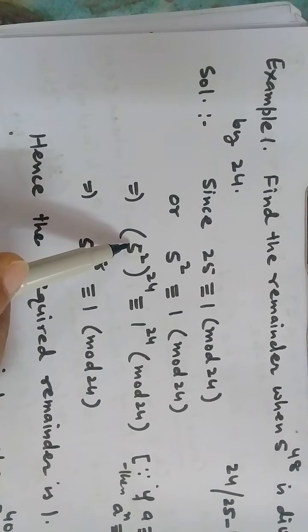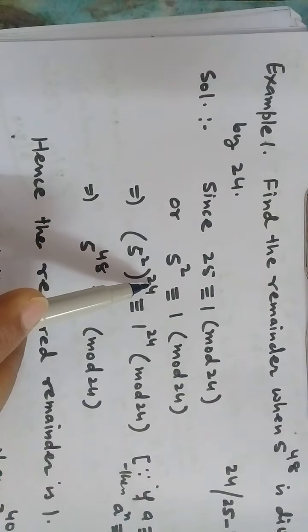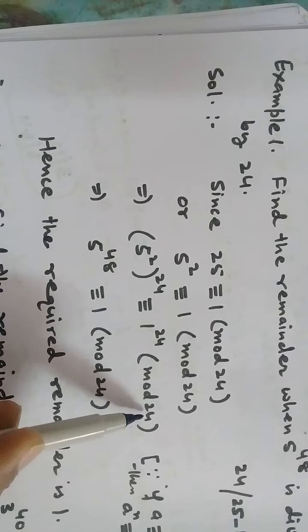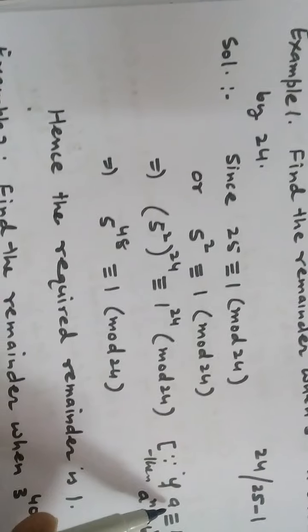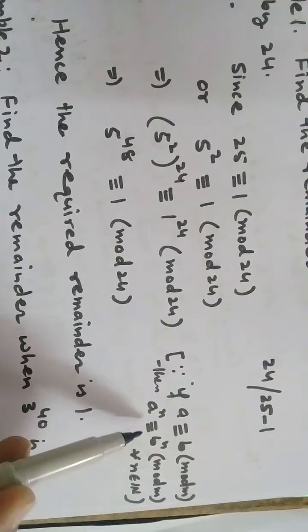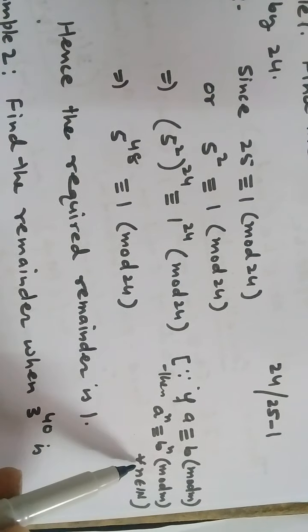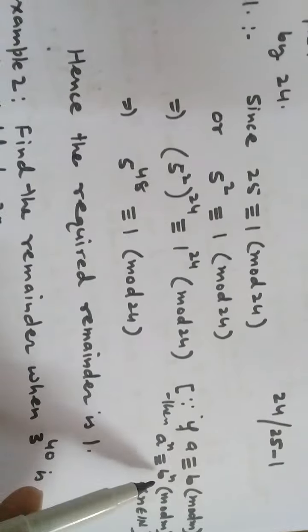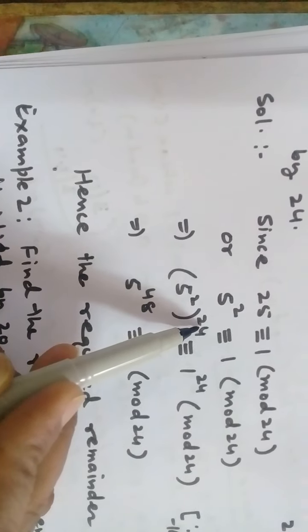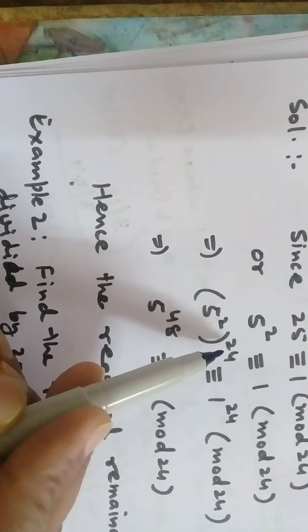This implies 5 square की power 24 is congruent to 1 की power 24 modulo 24. We use the theorem that if a is congruent to b modulo m, then a की power n is congruent to b की power n modulo m for all n belongs to N. We have already discussed this theorem, and we take 5 square की power 24 because we have to prove that 5 की power 48. So that's why we take 5 square की power 24.